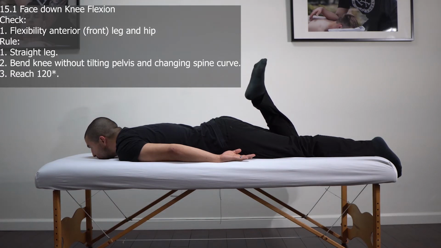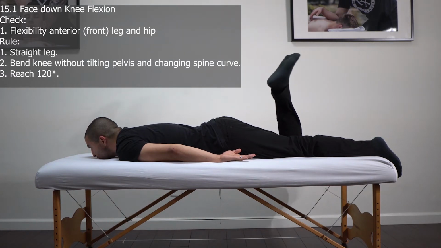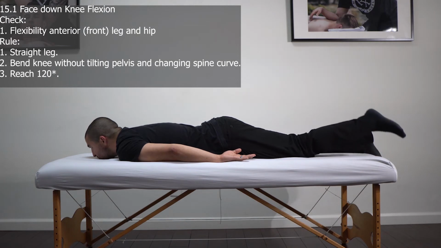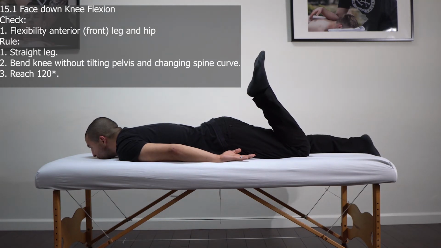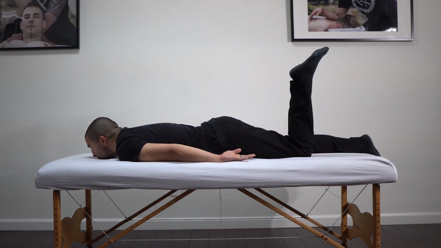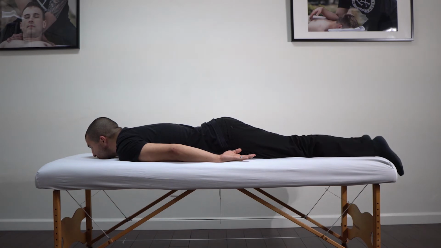Go ahead, Michael, and do the right side. As you can see, he almost reached 120 degrees without tilting the pelvis and changing the spine. That's really good. Let's try the other side. And I believe he perfectly reached 120 degrees. That was your face down knee flexion test.